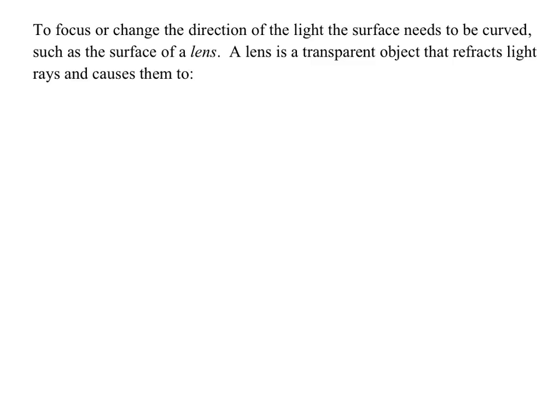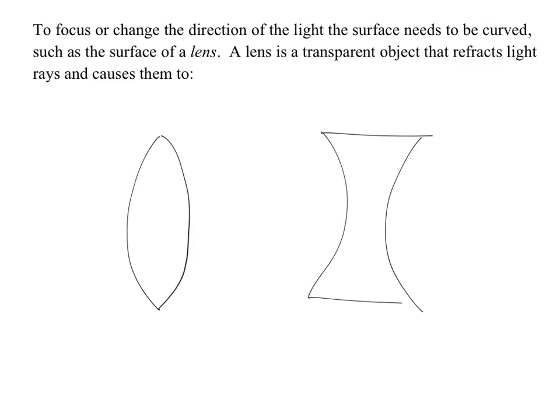So in this case, we're looking at lenses, and we're looking at two types of lenses. First, a converging lens, and then a diverging lens. They're named appropriately. So a converging lens takes rays that are coming toward it and converges or focuses them.